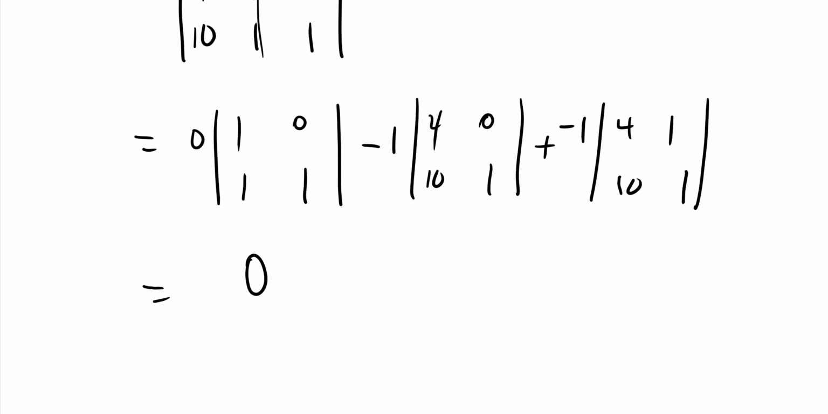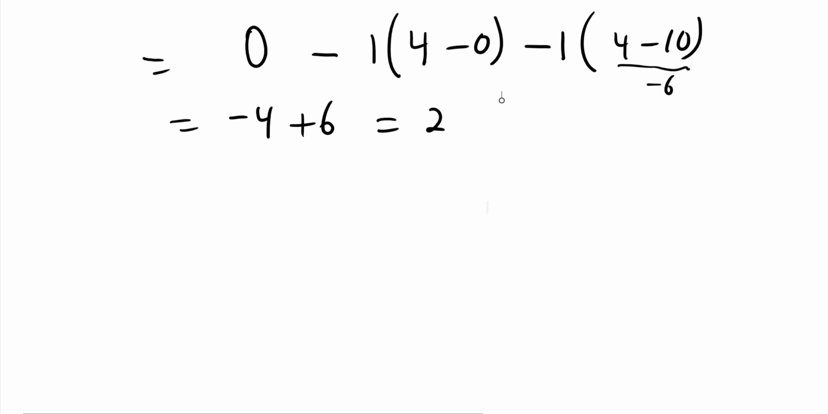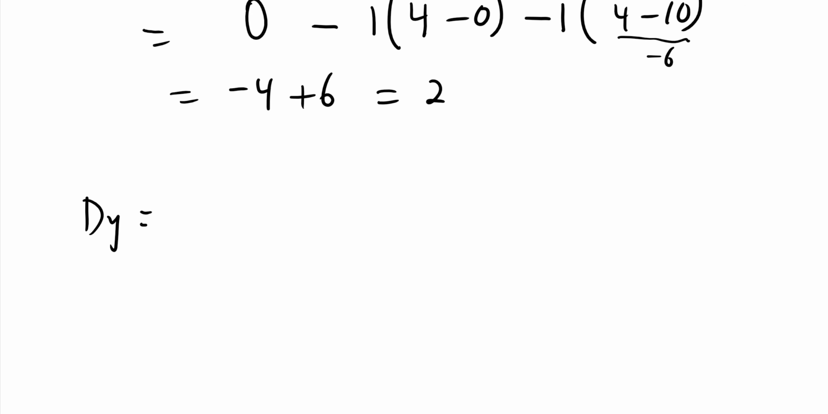Let's see what we get. This whole thing is 0, minus 1. 4 minus 0 minus 1. 4 minus 10. So that gives us negative 4. This is negative 6 here, times negative, positive 6. So that gives us 2. That's dx. Now we have to find dy.